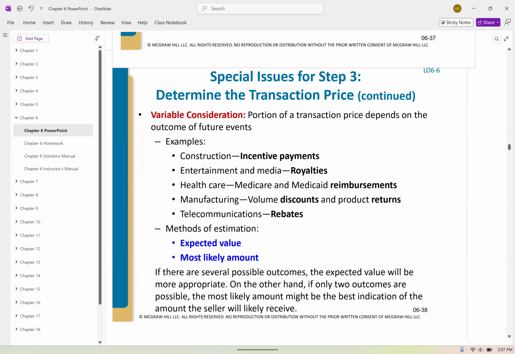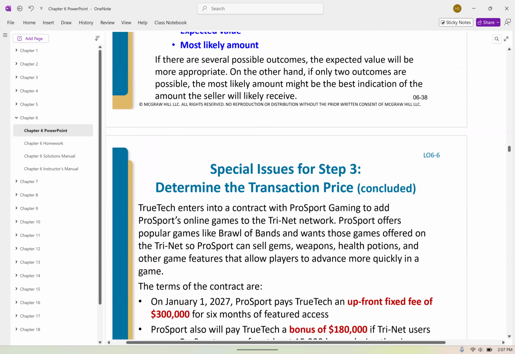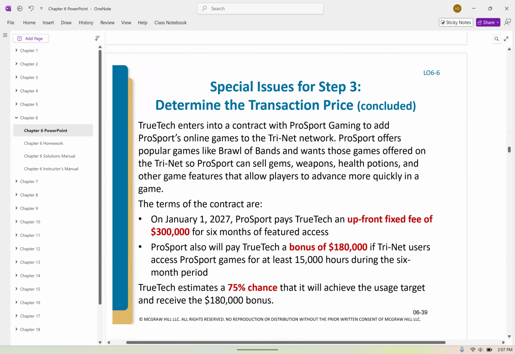Okay. Two ways that we will estimate the transaction price. We will do the expected value or most likely amount. So they give us an example here, and this is True Tech. True Tech enters into a contract with Pro Sports to add Pro Sports online games to the TriNet network. Pro Sport offers popular games like Brawl of Bands, wants those games offered on the TriNet. So Pro Sport can sell gems, weapons, health potions, and other game features that allow players to advance more quickly.